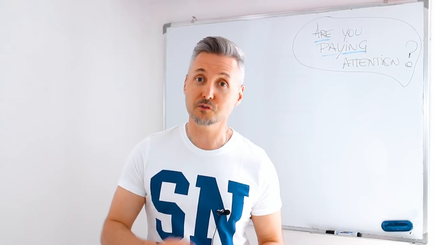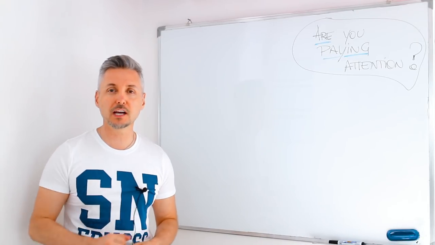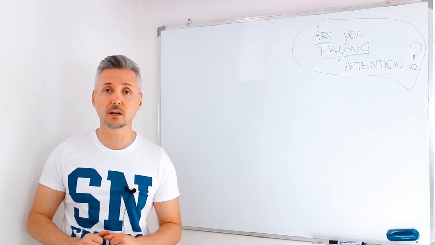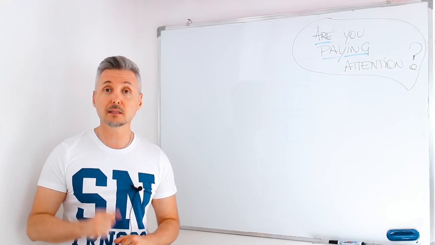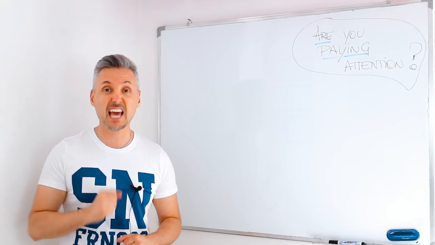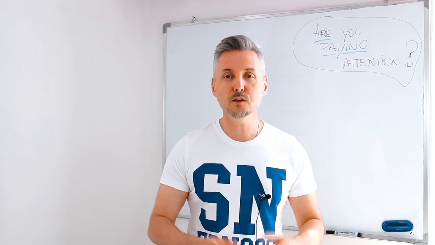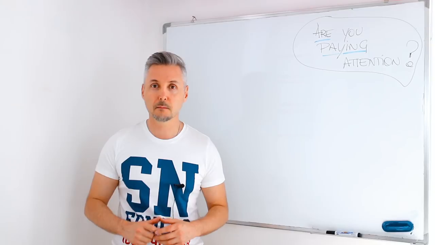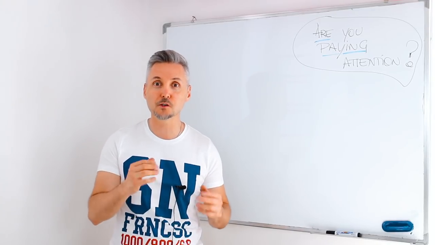So now, let's recap. In this lesson, we took a look at the present continuous. Don't forget that it goes with the auxiliary to be plus the base of the verb plus ing. It is mainly used for actions happening right now or around now. But it is also used for future plans.